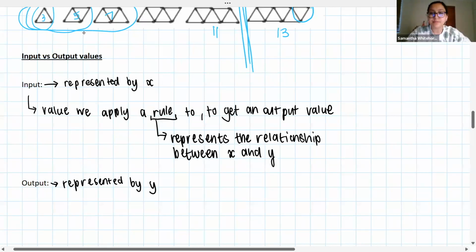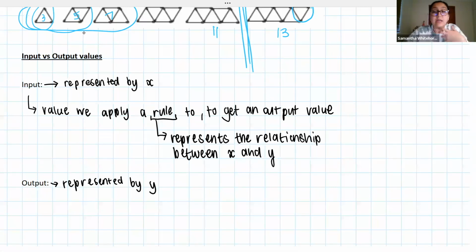So when we work with an input value, it can be any input value, and we'll discuss this more as we go along. But what's important is that we apply a specific rule to that input value in order to represent the relationship that exists between our input and our output value.